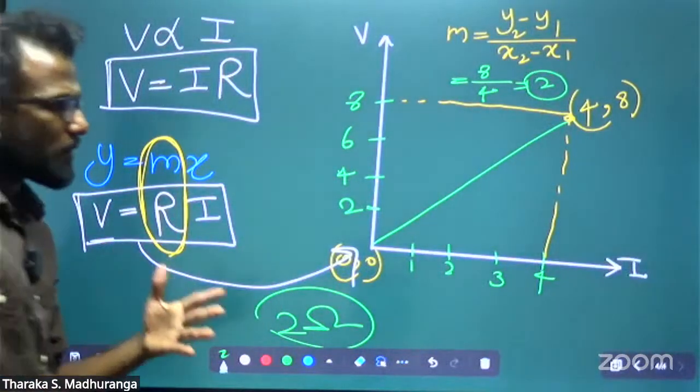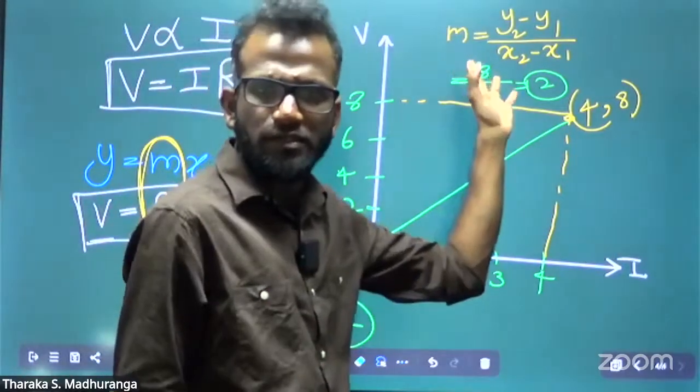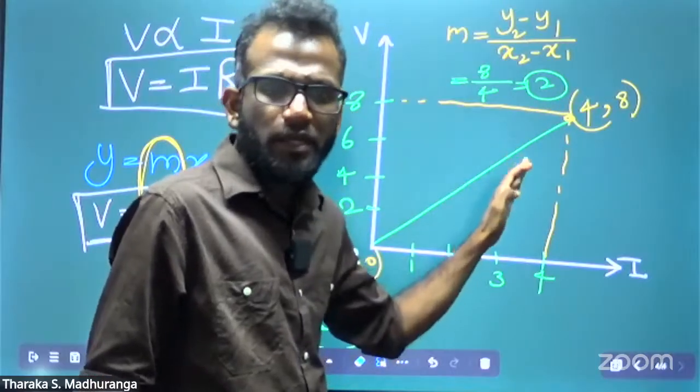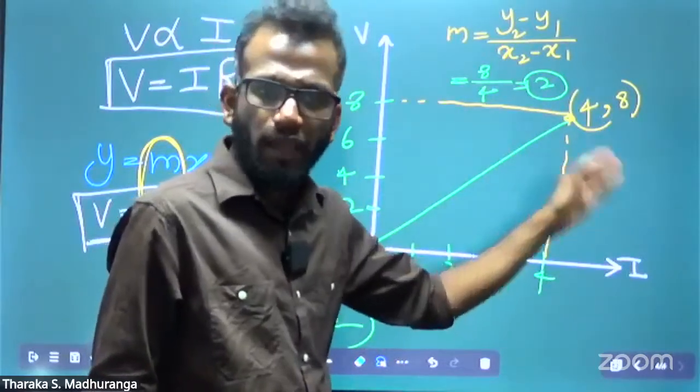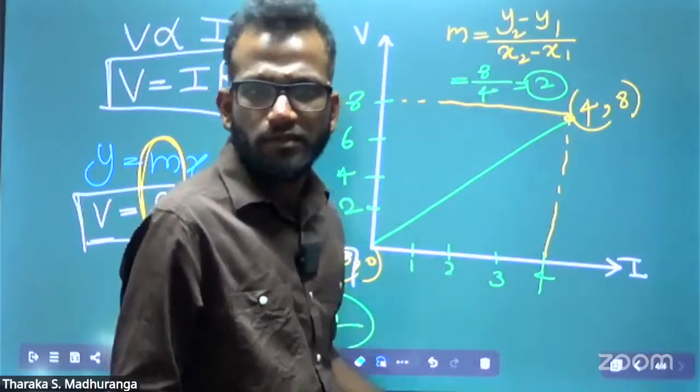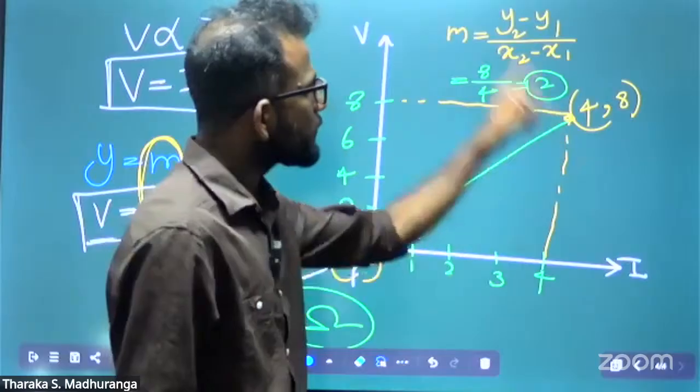Now don't think about these I and V directions. It is directly proportional, no? It is a straight line coming. If you draw this graph in both directions, it comes as a straight line.